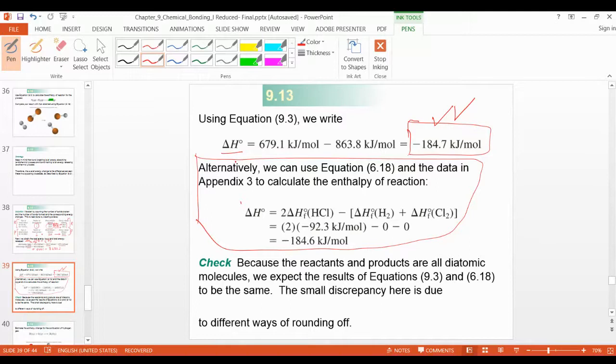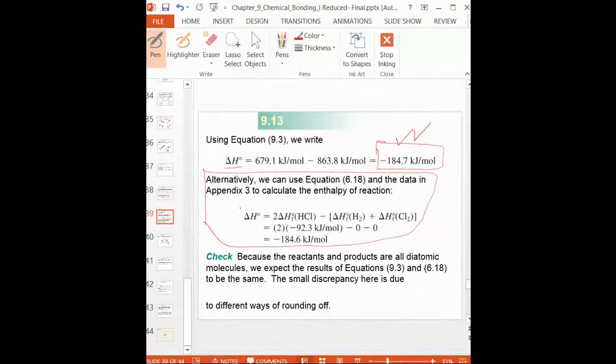Hello? Any question? No, no question. This is clear now? Bond enthalpy?